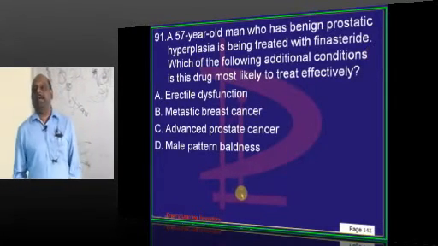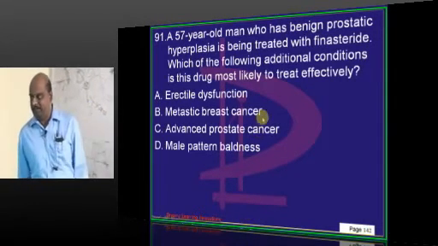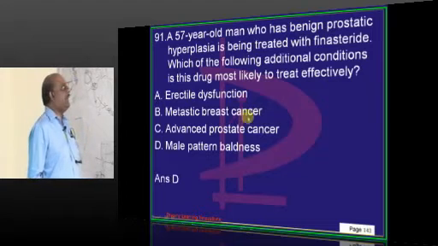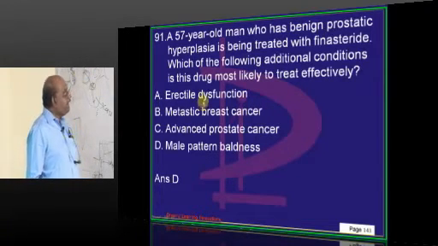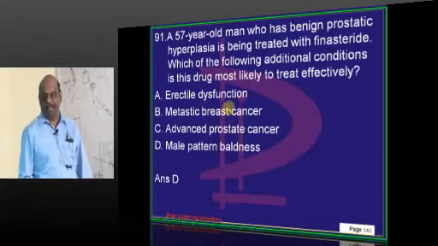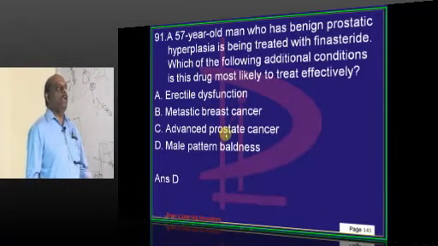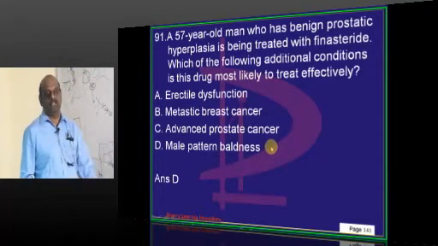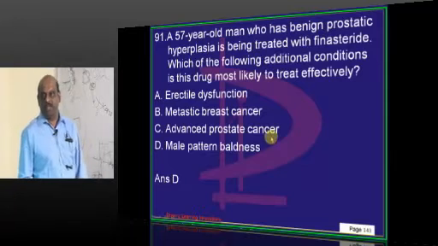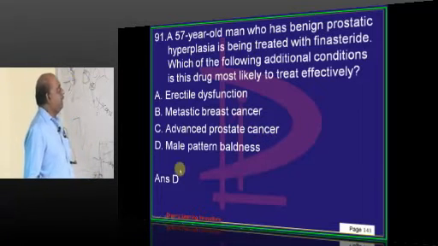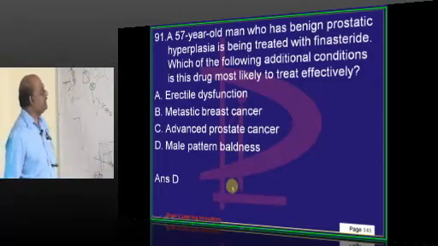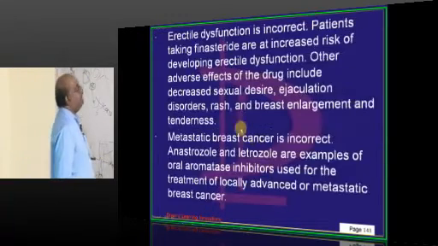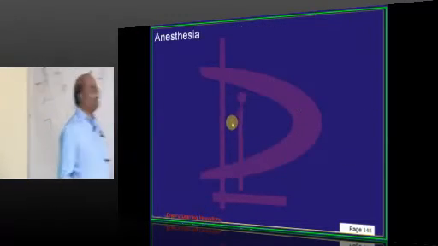A 57-year-old with benign prostatic hyperplasia, you have used finasteride. So finasteride is a 5-alpha reductase inhibitor. Where else has it been indicated? One more FDA approved indication is male pattern baldness. To treat that you can use finasteride. Whereas in advanced prostate cancer, there is no role for finasteride. Even for other things, it has no role.